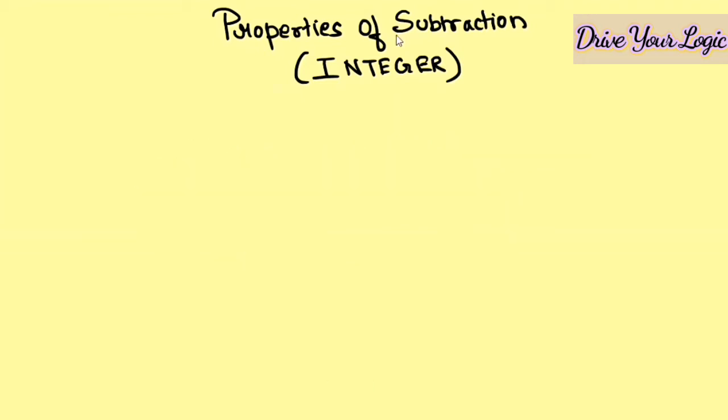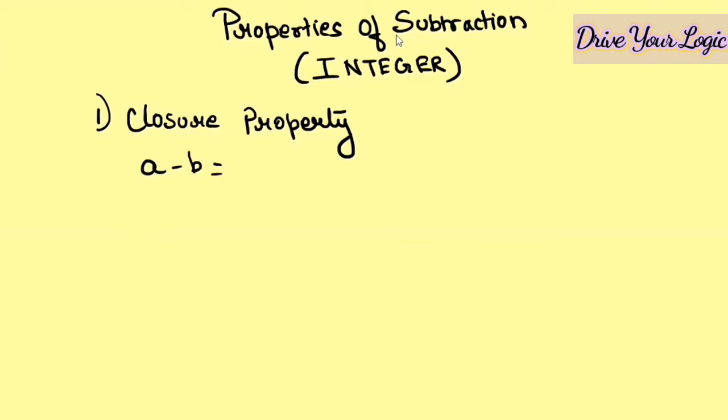Now, the first property is the closure property. What is that? Closure property means when a and b are integers, a minus b is also an integer. How? Suppose when you subtract a minus b, the answer you get is c. So this is also an integer. a is an integer, it can be positive or negative.